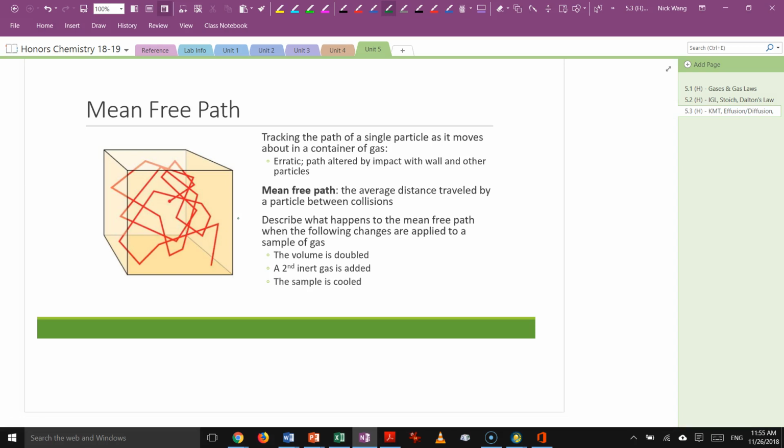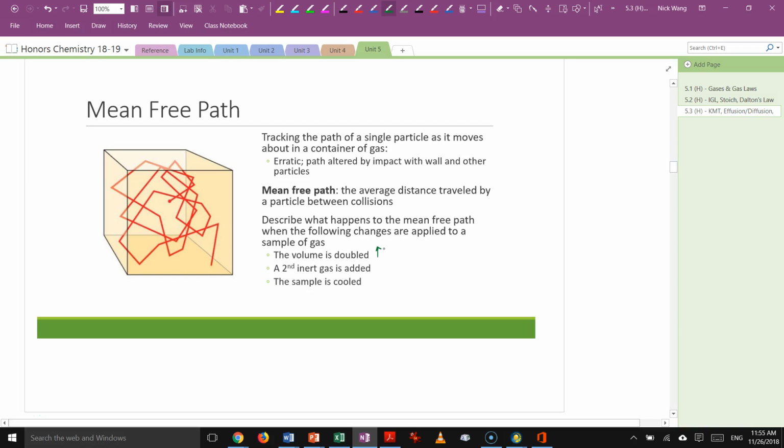So describe what happens to the mean free path when you make a change to a sample of gas. For example, if you double the volume, what happens to the mean free path? Well, again, same number of particles, but now you have a bigger container, a bigger area to move around in. It turns out that your mean free path will also increase, because there's a lot more free space to move about. It's not going to collide with the wall or another particle as frequently as before. So the volume is doubled, meaning the mean free path will increase.